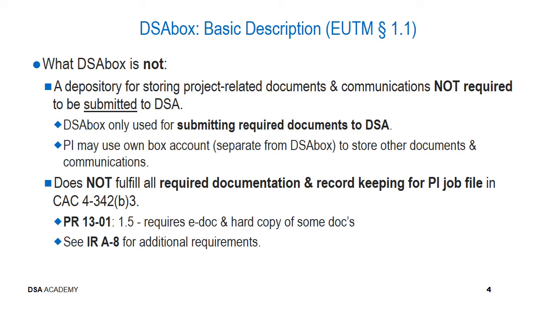Additionally, using DSA Box does not fulfill all of the required documentation and record keeping that you as the project inspector must maintain in your job file in accordance with the California Administrative Code 4-342B3. Keep in mind that Procedure PR 1301, Section 1.5 currently requires both a soft copy, an e-document essentially, and a hard copy for some documents, such as the inspection card, which we'll be covering later in another module. You can see DSA's interpretation of regulations, IRA 8, for additional requirements.